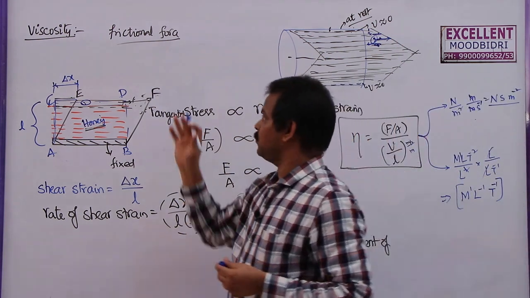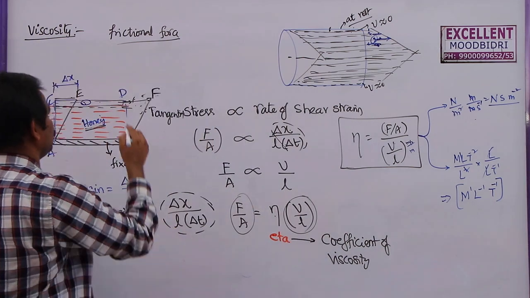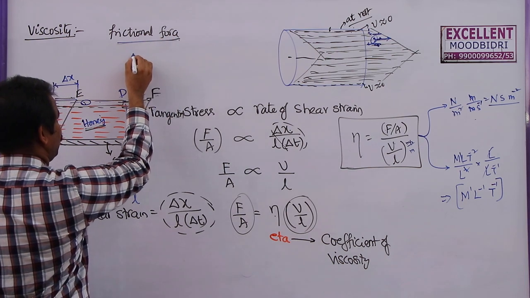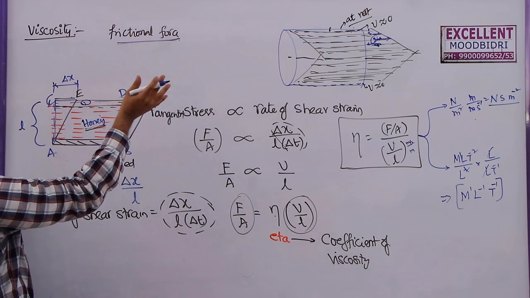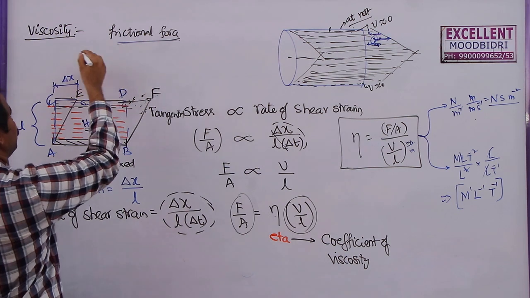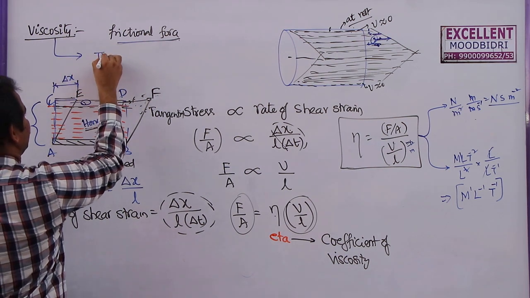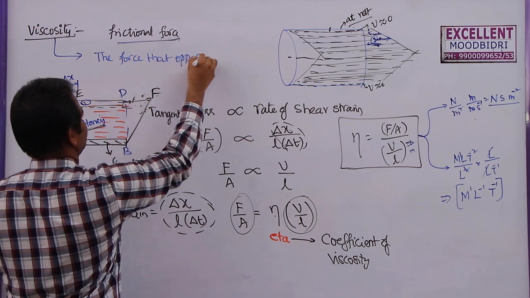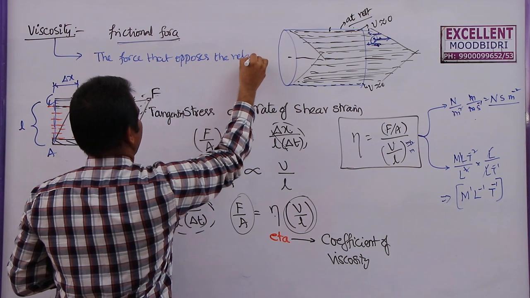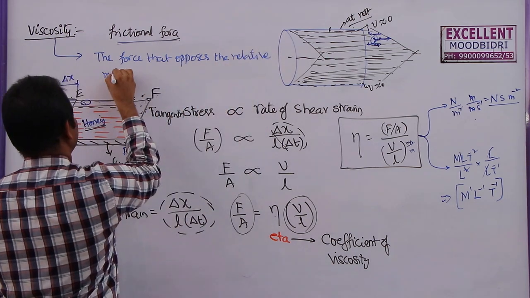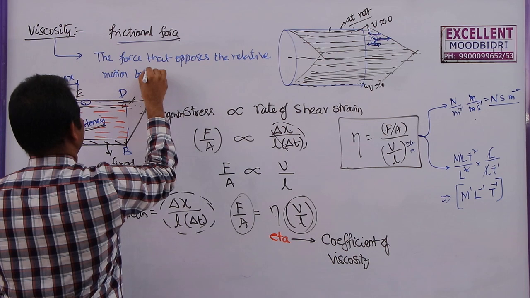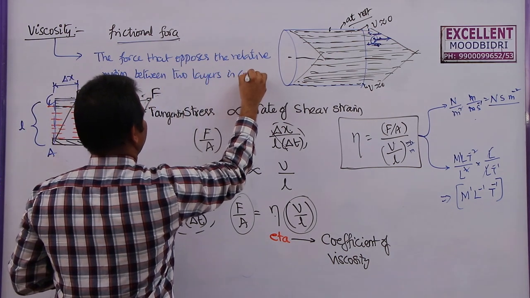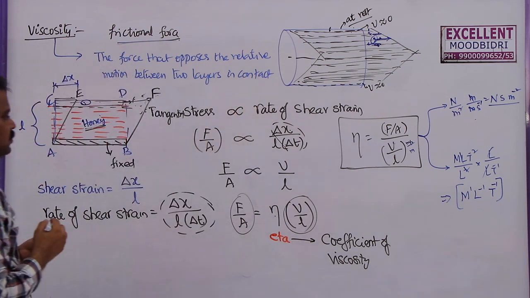It is just like the frictional force between two solid surfaces. In solid surfaces also, the force that opposes the relative motion between two bodies in contact is called frictional force. So what is viscosity? The force that opposes the relative motion between two layers in contact is known as viscosity.